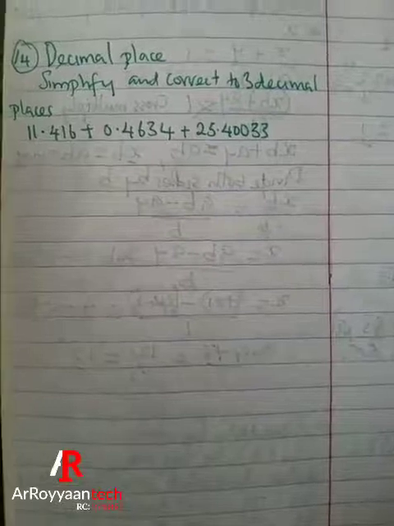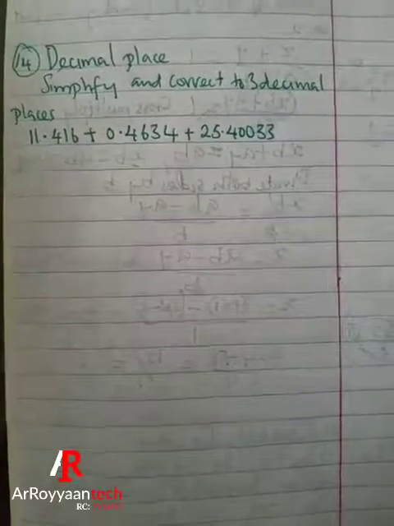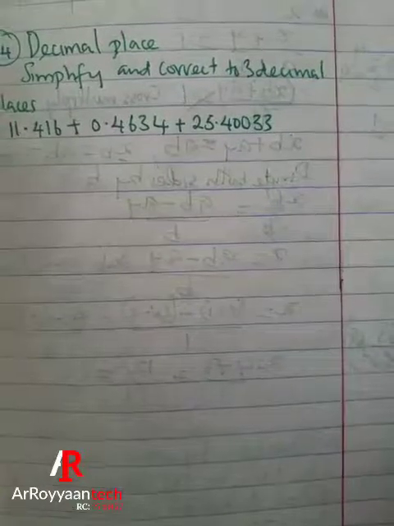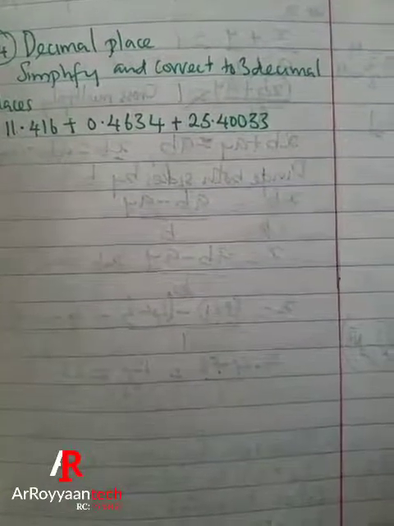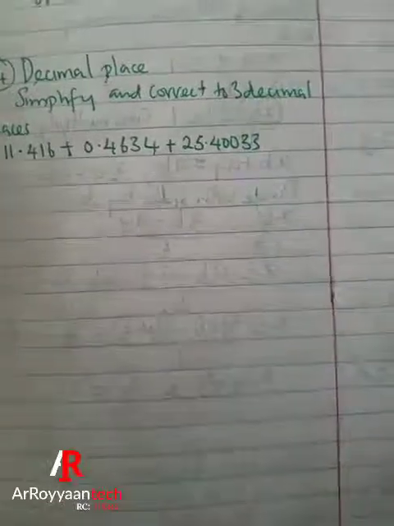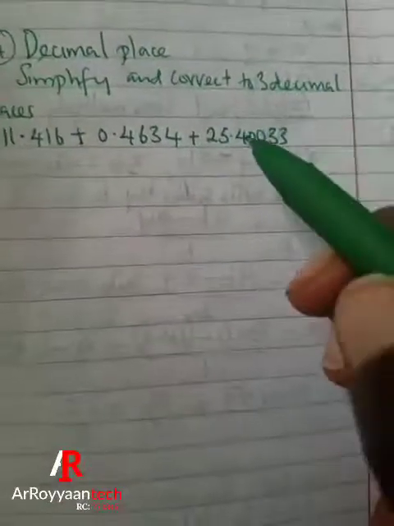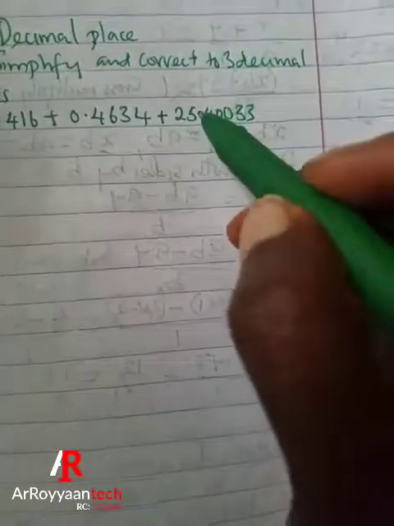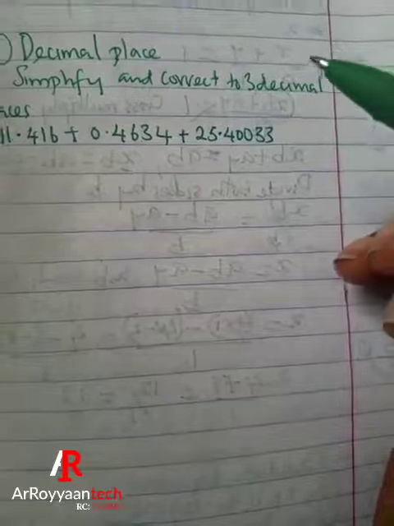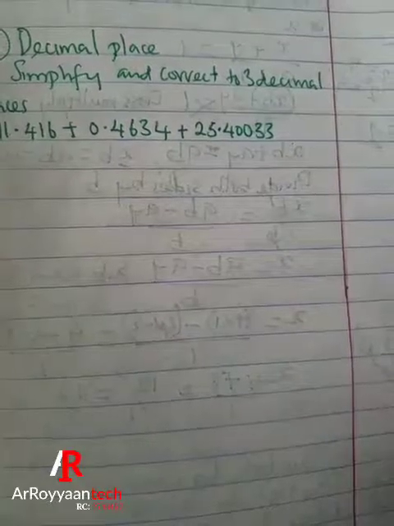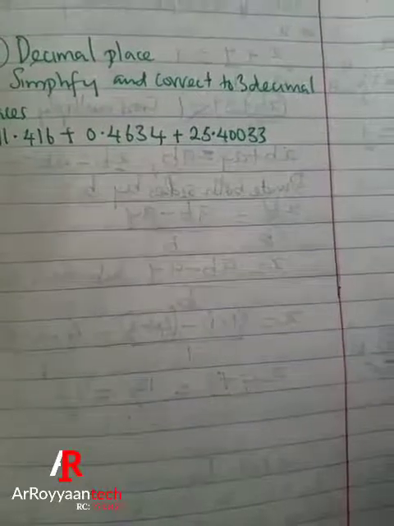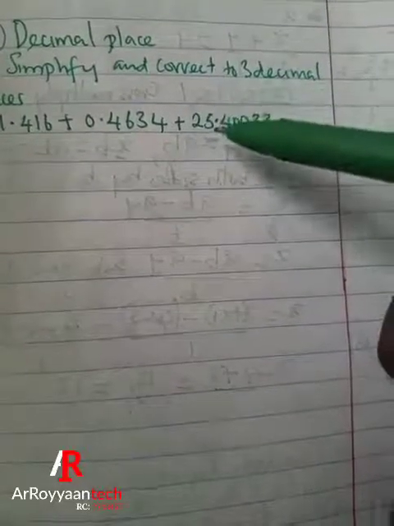We're talking about decimal places. The question says simplify and correct to 3 decimal places. Firstly, let's talk about what decimal place means. It means the numbers after the decimal point. So if you want to correct to 3 decimal places, 4 decimal places, or n decimal places, you start from the point.